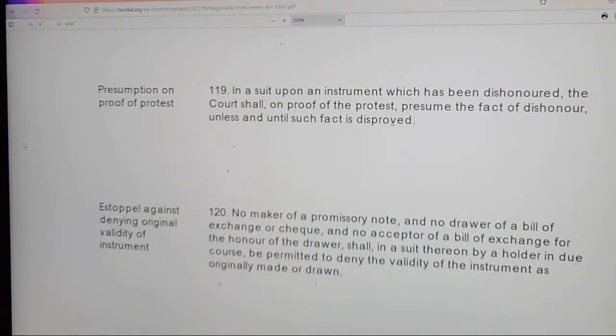Presumption on proof of protest. 119. In a suit upon an instrument which has been dishonored, the court shall, on proof of protest, presume the fact of dishonor unless and until such fact is disproved.